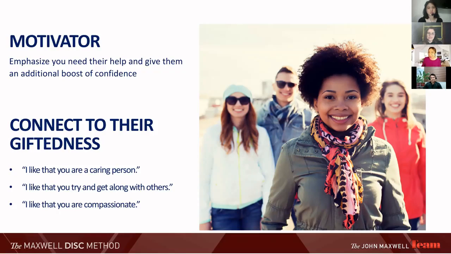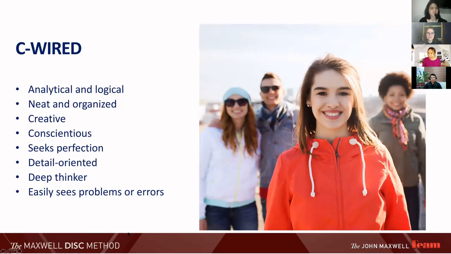Remember, S-wired people love to build relationships. So how do you connect to your S-wired students? Build relationships. Build a healthy relationship. For C-wired people, they're analytical, they're logical, neat, organized, creative, conscientious. They seek perfection. They're detail-oriented. They're deep thinkers and easily see problems or errors.